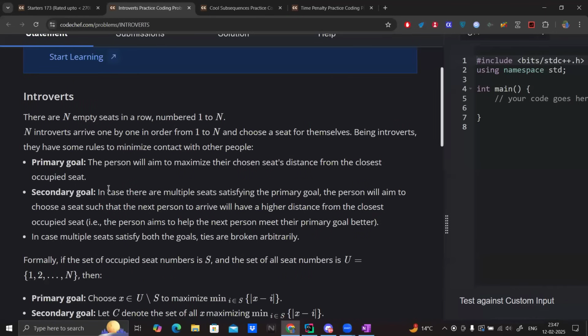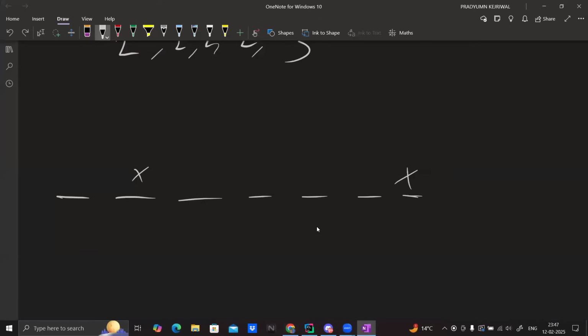The secondary goal is that in case there are multiple seats satisfying the primary goal, the person will aim to choose a seat such that the next person to arrive will have a higher distance from the closest occupied seat. That is, the person aims to help the next person meet their primary goal better. So basically, what they are trying to say is, let's say in this example, these two seats have the same minimum distance of 2, right? So how will the person choose? They will choose the one for which the next person who comes has a better chance.